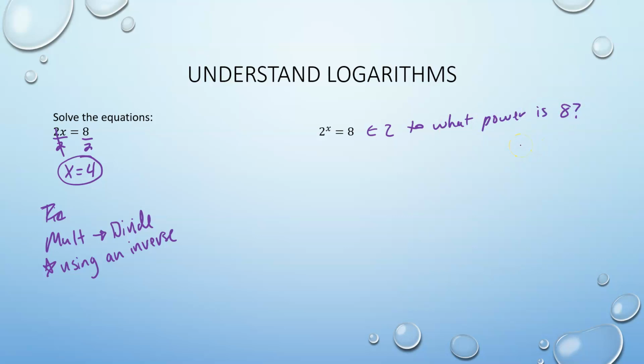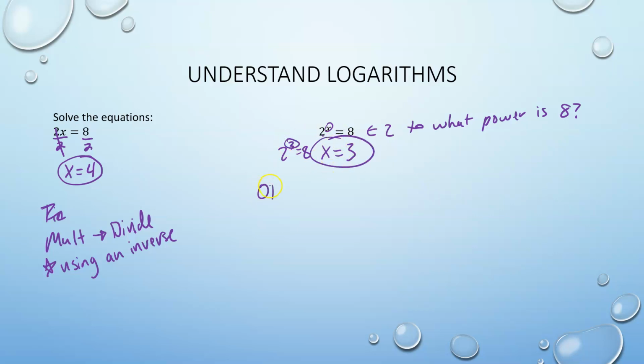In the last chapter we talked about what times itself 3 times. 2 times itself, how many times is 8? Well, we know that's just 3, okay? 2 times 2 is 4, times 2 is 8. So yes, in this case, I know 2 to the third is 8, so therefore my x is 3.